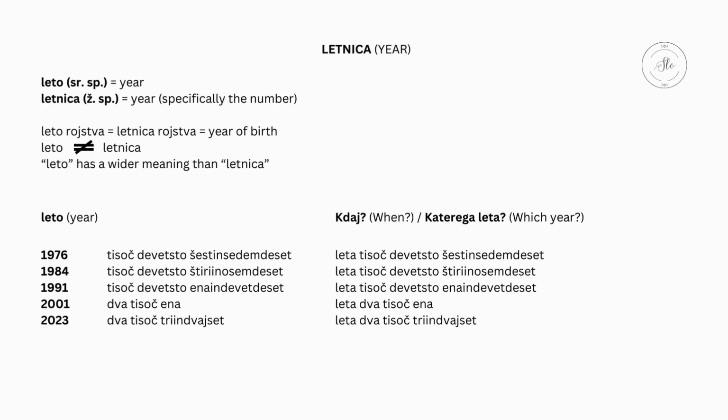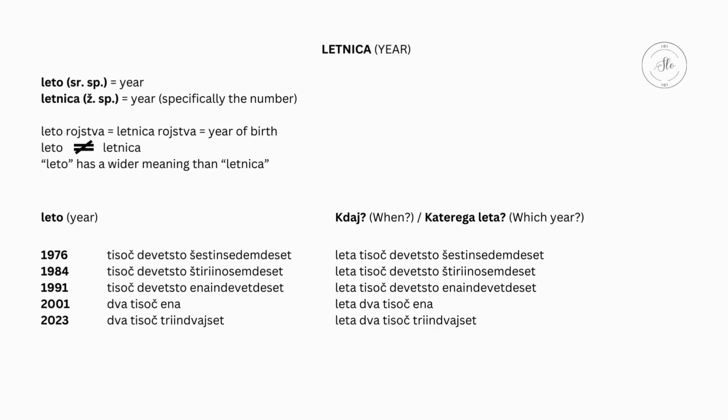Next up we have letnica. Leto and letnica both mean year in English. We can say either leto rojstva or letnica rojstva, which means year of birth. However, leto has a wider meaning than letnica. Letnica refers specifically to a number, for example, 2023, whereas we can use the word leto to say leto 2023, year 2023, or eno leto nazaj, 1 year ago, or star je pet let, he is 5 years old.